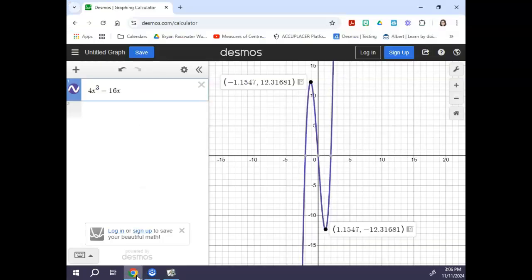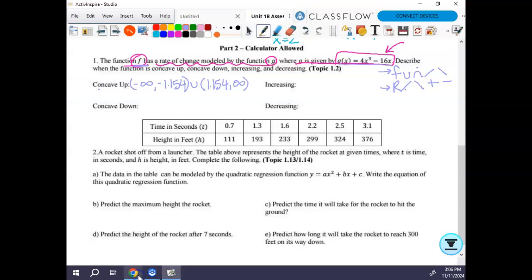All right, if I want concave down, that's when the rate of change is decreasing. This graph represents the rate of change. We're decreasing from here to here. Right, all this is decreasing. That means f is concave down from negative 1.154 to 1.154.